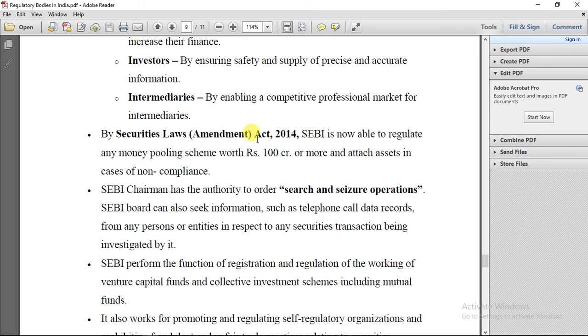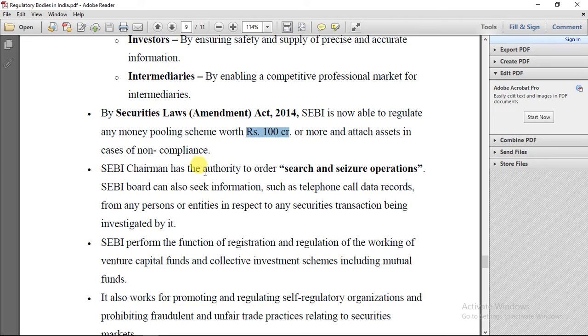By the Securities Law Amendment Act 2014, SEBI is now able to regulate any money pooling scheme worth rupees 100 crore or more and attach assets in case of non-compliance. SEBI chairman has the authority to order search and seizure operations. SEBI board can also seek information such as telephone call record data from any person or entities in response to any securities transactions being investigated by it.